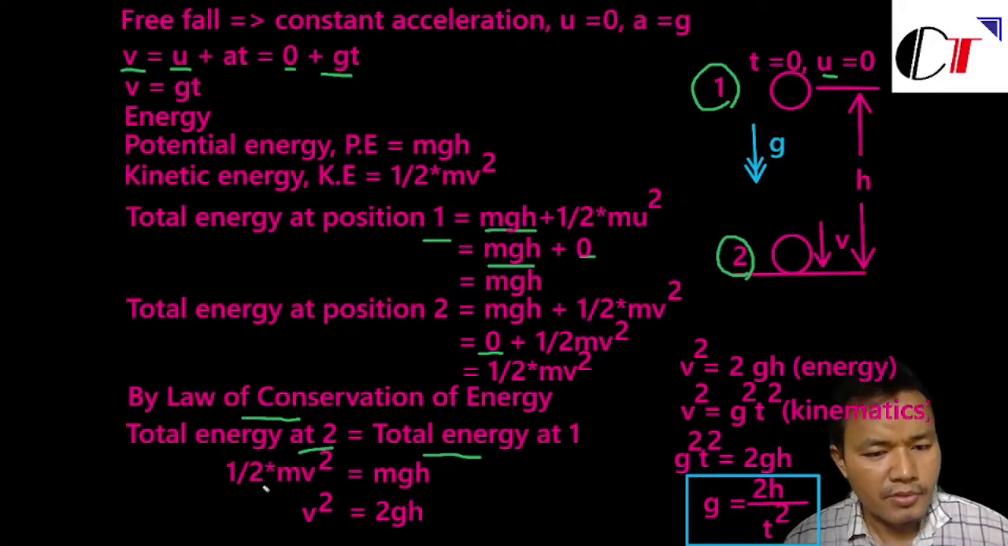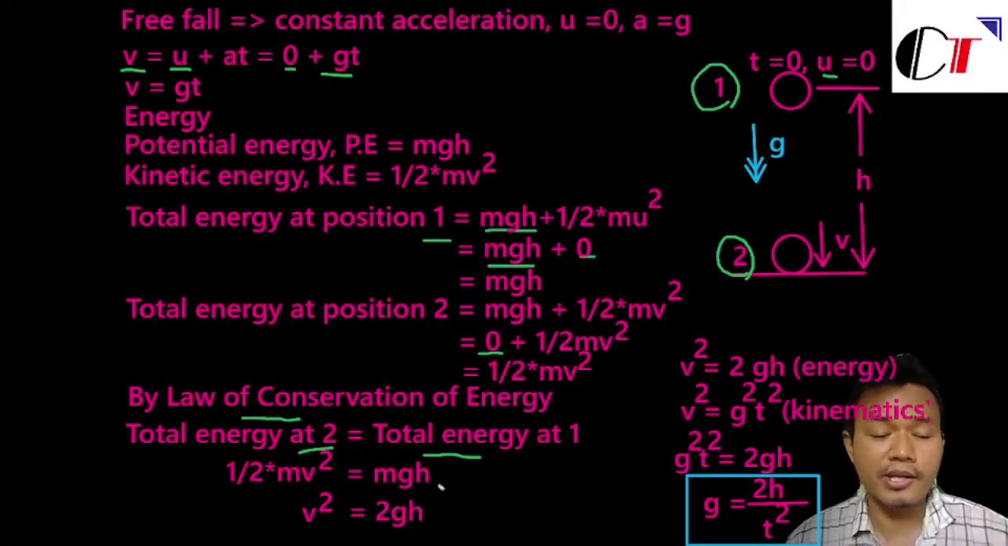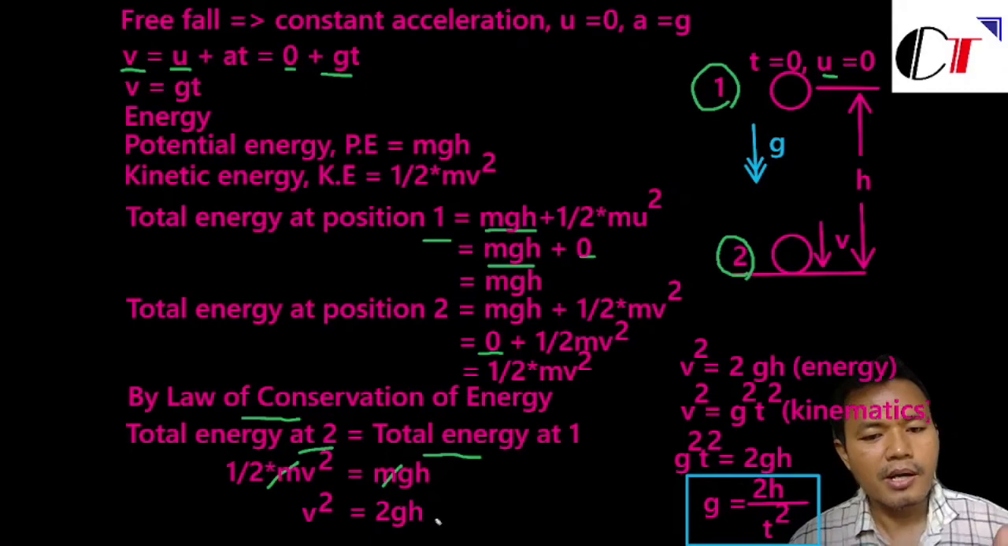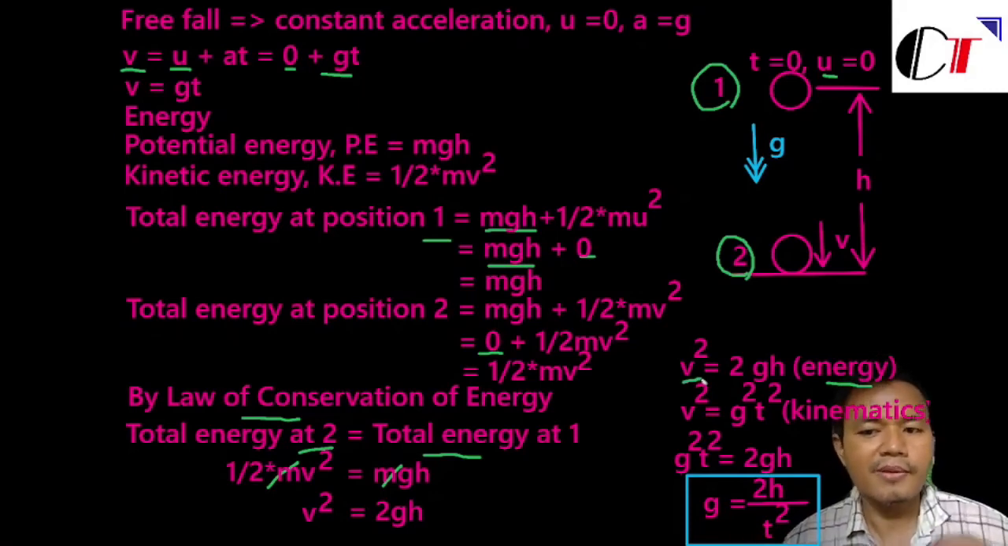So at position 2 it is half mv squared, at position 1 it is mgh. So you will have half mv squared equals mgh, and of course the mass will just cancel. So your v squared will have the half factor. If you move it to the right side, you are multiplying with 2, so v squared will be equal to 2gh. So from the law of conservation of energy point of view, you have already proved that the velocity squared is just equal to 2gh.